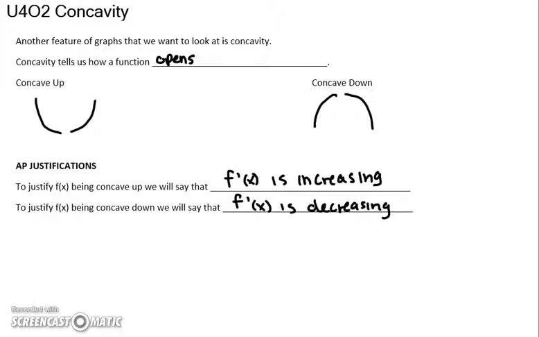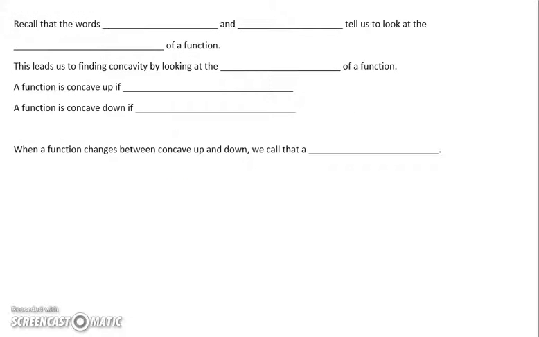Now there's another way that we can look at this. The way that we're going to find these things is different than how we're going to justify. We're going to justify using f prime is increasing and f prime is decreasing, but the way we're going to think about it's a little bit different. So if you remember, we needed to recall that the words increasing and decreasing meant something to us. They told us to look for something. So increasing and decreasing, they tell us to look at the derivative of a function.